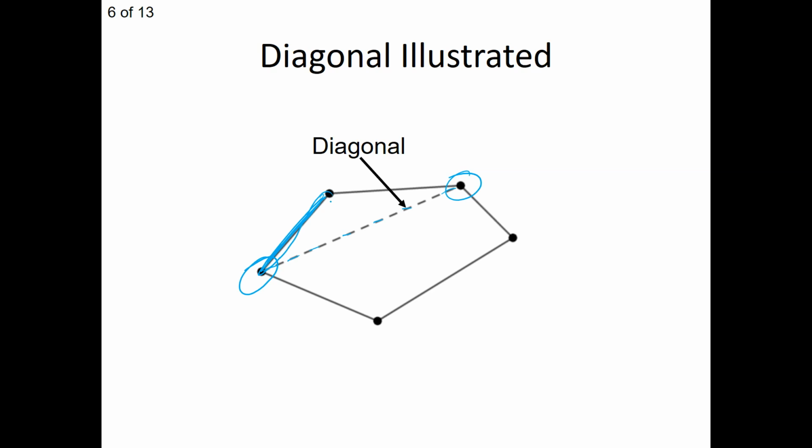Now, if we take a look at this example here, if I were to connect every single diagonal that's formed inside of here, notice that all the diagonals are on the interior, which means we call this a convex polygon. Here's another illustration.